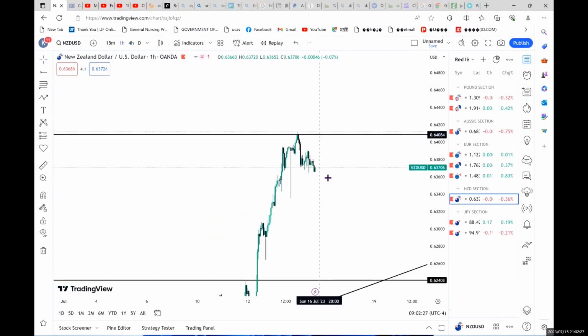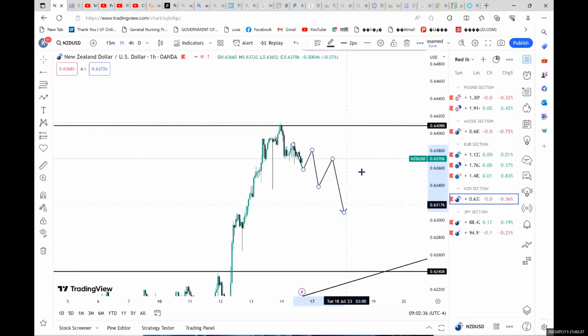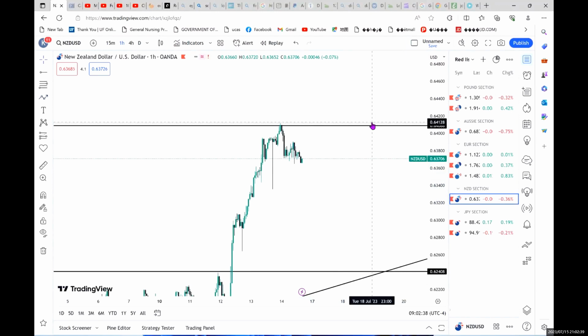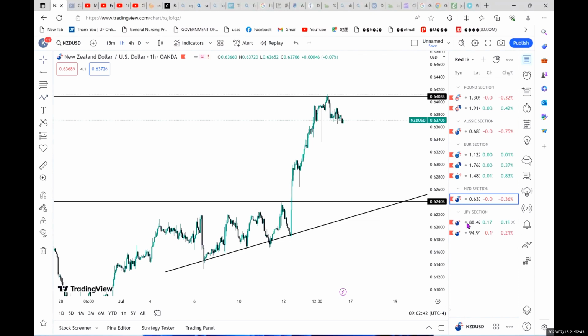There is no clear direction. Okay, price is just starting to catch back itself. Now we need to see clear lower highs and lower lows for us to jump into a sell. Okay, so we'll look to see what happened next week.